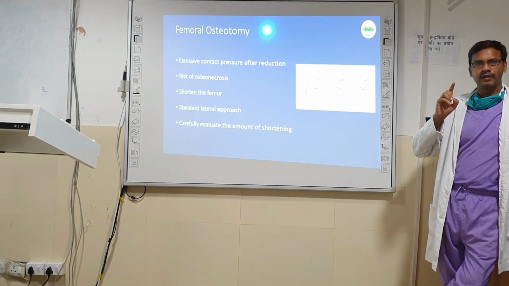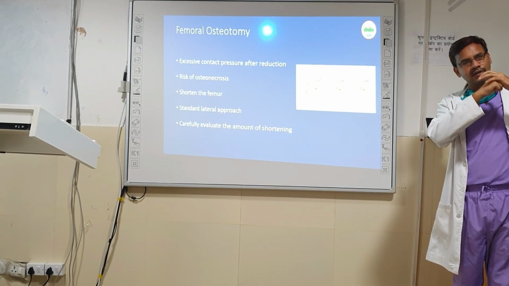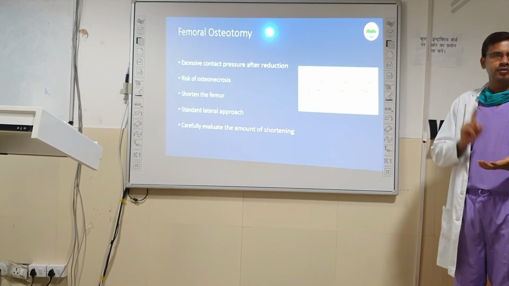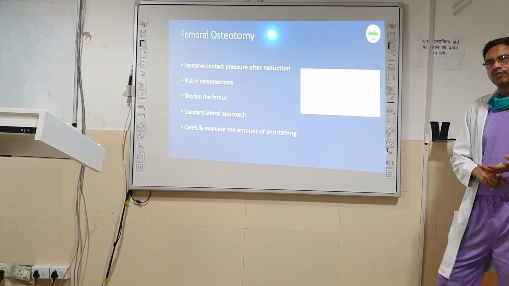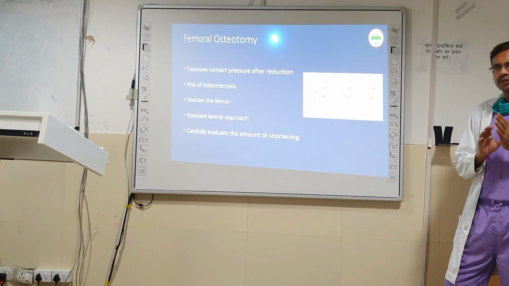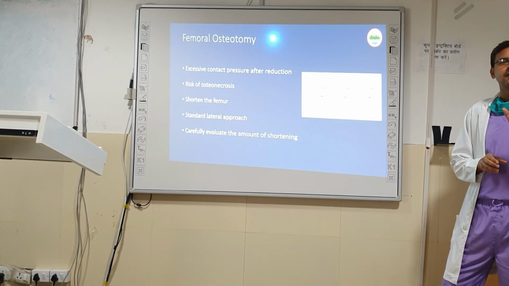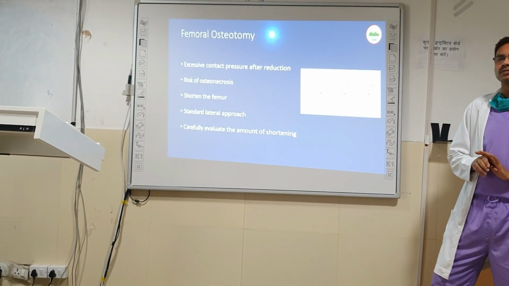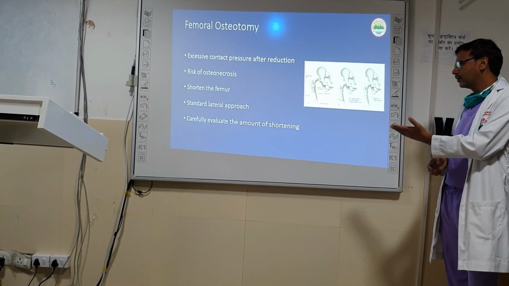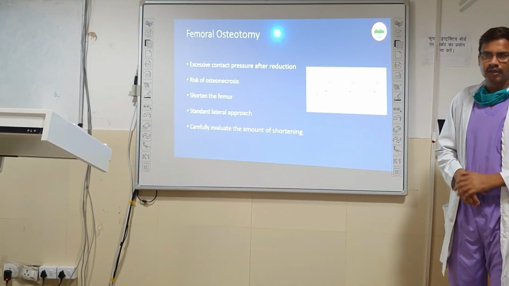always keep in your mind that if reduction is too difficult, then that means there will be too much contact pressure between the acetabulum and the femoral head, and this is another risk factor for AVN. To reduce this risk of AVN, you should always do shortening of the femur. Shortening of the femur will aid you in easy reduction, and the chances of AVN will be not negated completely but reduced to a definite extent. So it is a very standard lateral approach, and then you have to carefully evaluate how much amount of shortening is required. Next.